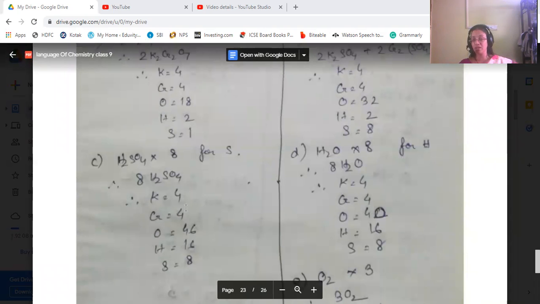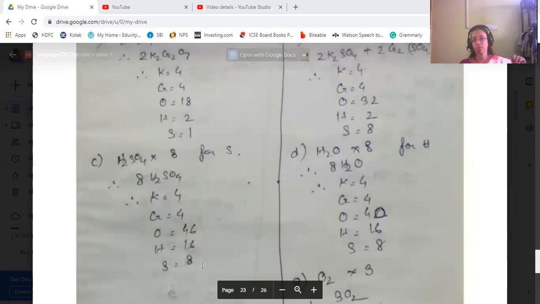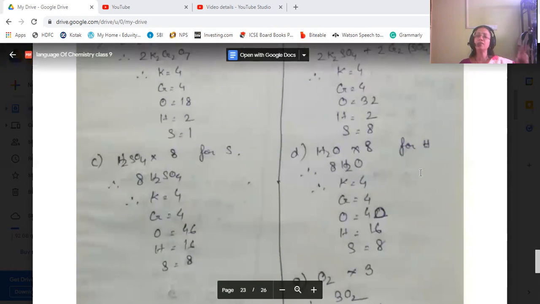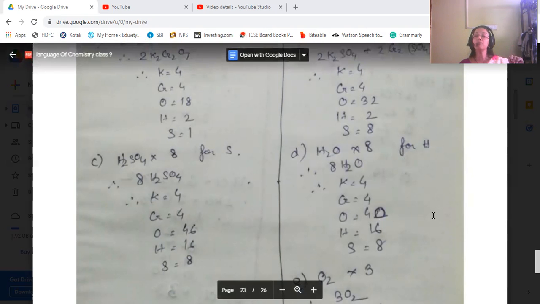Now the third step is sulfur, that is sulfuric acid is multiplied by 8 for sulfur. So 8H2SO4, that makes potassium 4, chromium 4, oxygen 46, hydrogen 16, sulfur 8. Now for balancing hydrogen, we multiply H2O with 8. So 8H2O. That means on the product side, the atoms are like this: K is equal to 4, chromium 4, oxygen becomes 40, hydrogen becomes 16, sulfur 8.